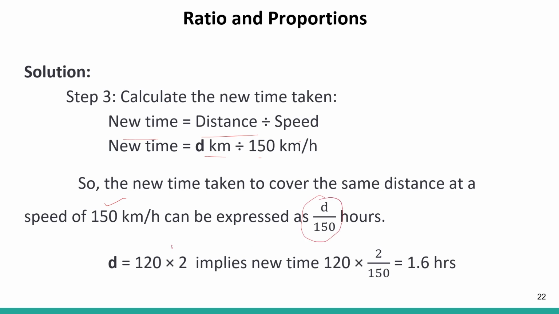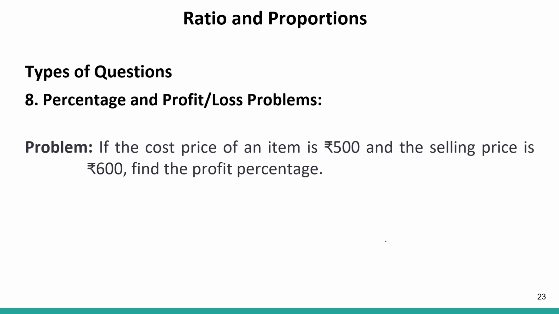So d is equal to 120 into 2, which implies the new time is 120 into 2 by 150, that is 1.6 hours. So 1.6 hours is the correct answer. Now let's see the type of questions: the percentage and profit and loss problems.